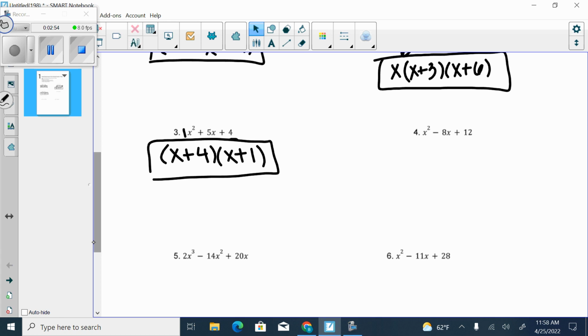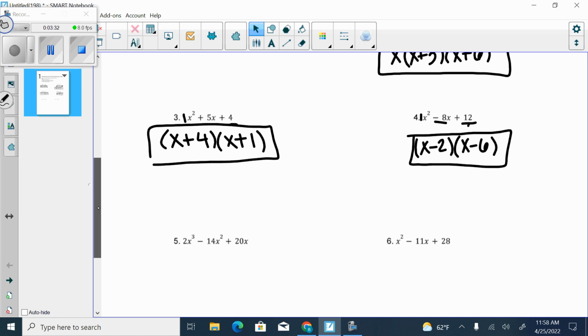Okay. Number 4. Do we have a GCF? No, okay. And I have an understood 1. 1 times 1 is 12. So what multiplies to give us positive 12 and adds to give us negative 8? 2 and 6, but they would both have to be what? Negatives. Very good. All right, a negative times a negative will give us the positive 12, and negative 2 plus negative 6 will give us negative 8. Good deal.